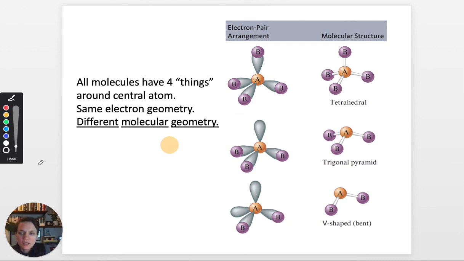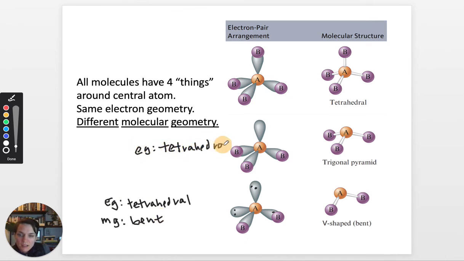And then last we have our bent. That's 2 lone pairs around our central molecule. Still it has 1, 2, 3, 4 things around it. Its electron geometry is going to be tetrahedral. All of these have a tetrahedral electron geometry, but its molecular geometry is bent. For this one, tetrahedral. I just misspelled that. No, I didn't. And then the molecular geometry is trigonal pyramidal. You can say pyramid or pyramidal, I don't care. Most other textbooks say pyramidal.